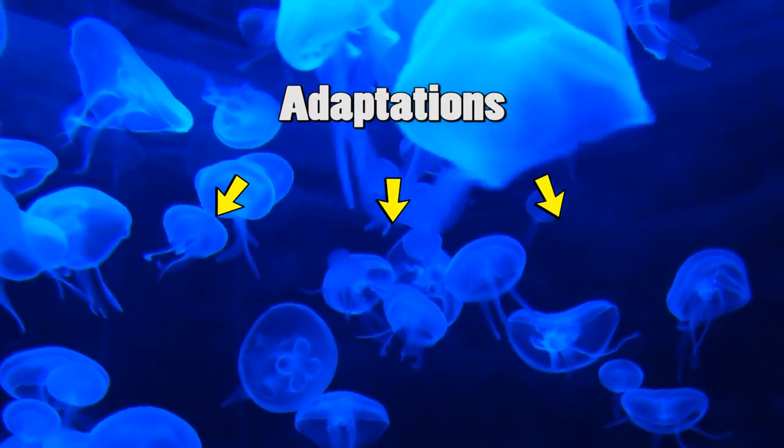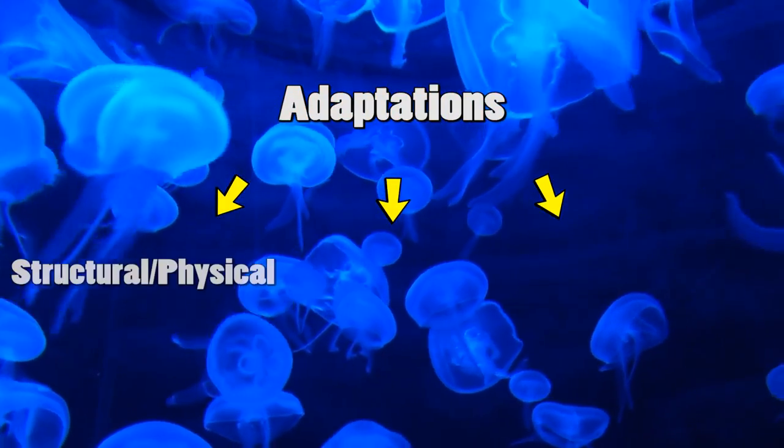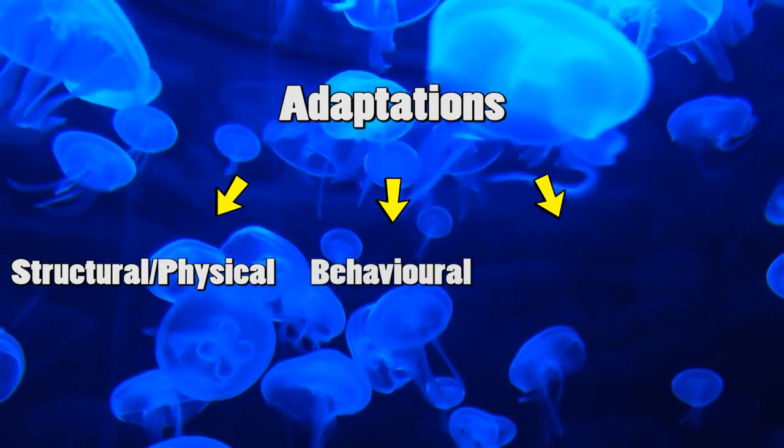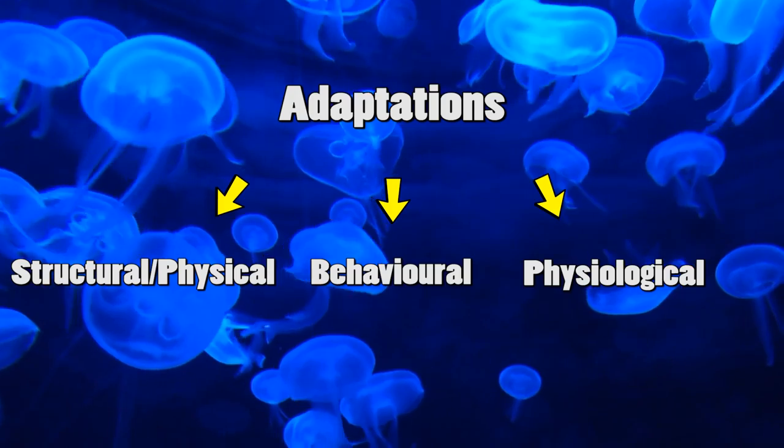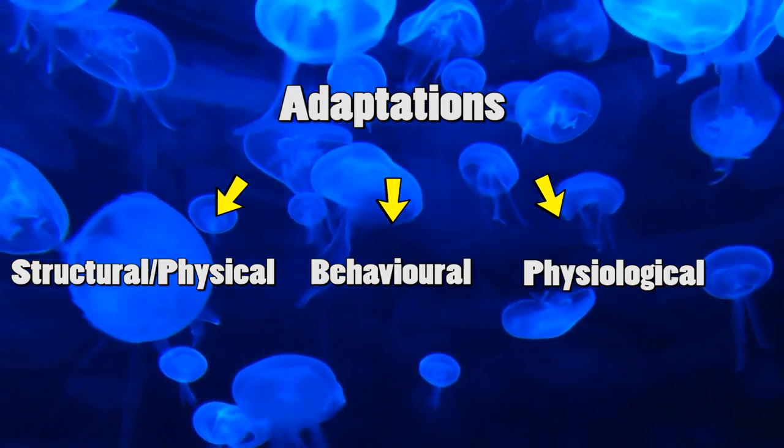Adaptations can be categorized into three main groups: structural or physical, behavioral, and physiological. Let's now look at the differences between these groups by looking at some examples.